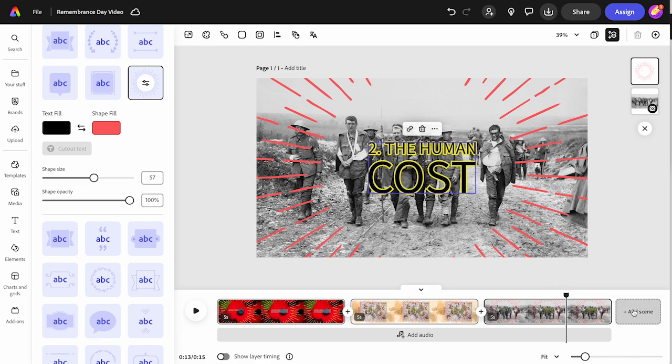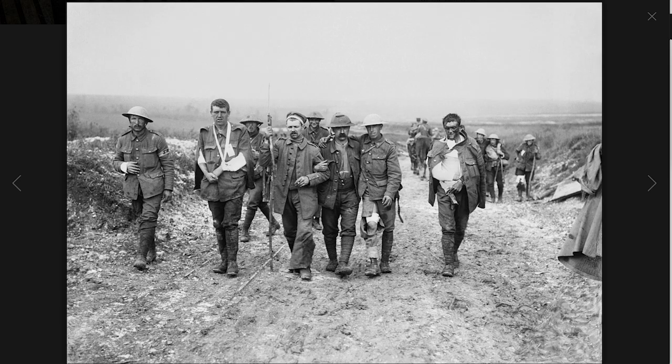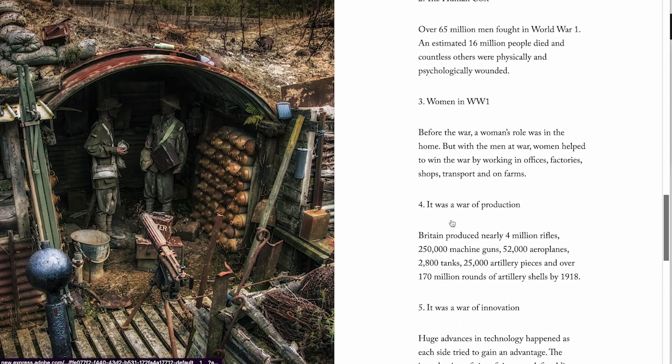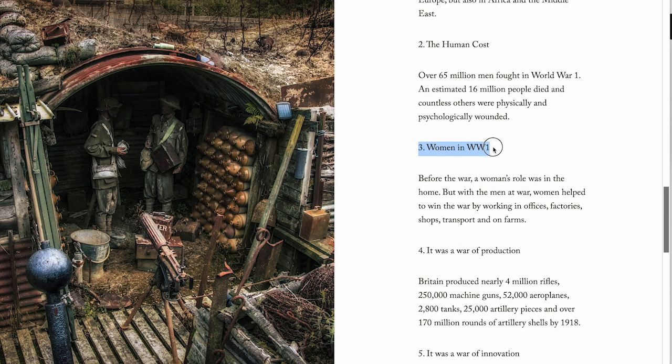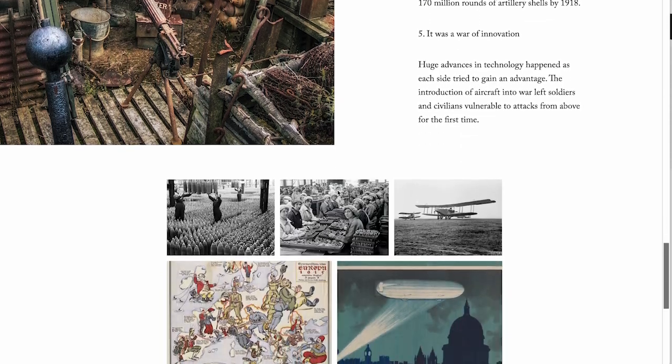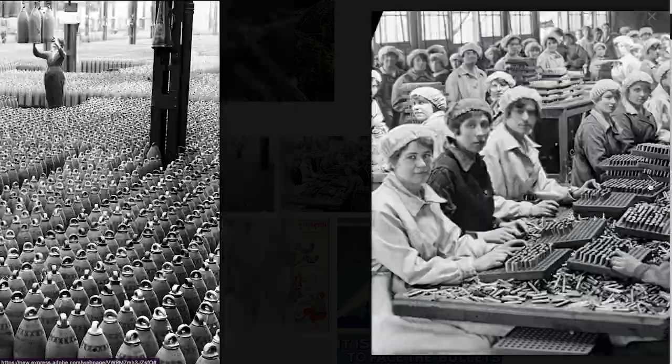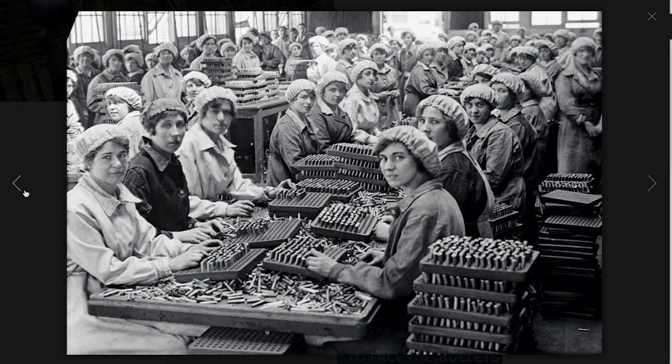And then for my third example, I can go back to my text again, and this is three women in World War I, and there is an excellent image down here. There's one here where they're making bombs, and there's another one where they're making bullets. So choose which one works for you.